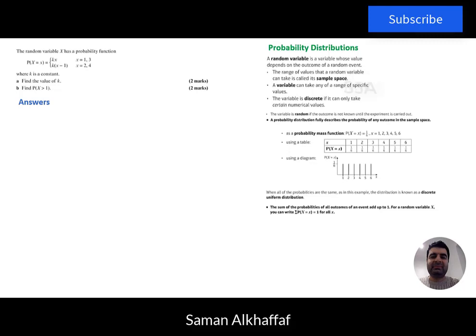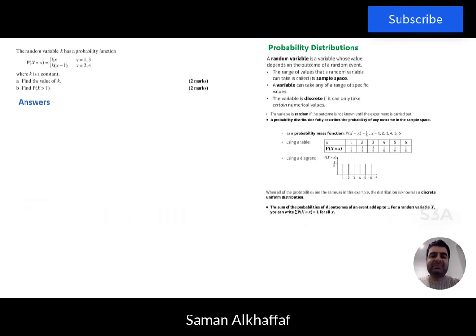In this example, the random variable X has a probability function P(X = x), where when x is 1 and 3 it is kx, and when x is 2 and 4 it is k multiplied by (x minus 1), where k is a constant and we need to find the value of k.